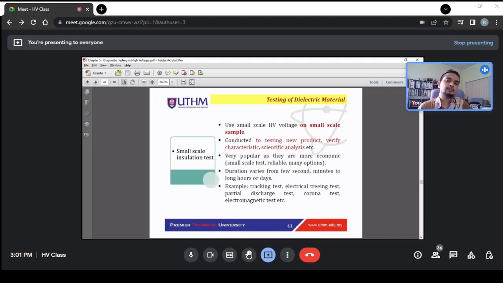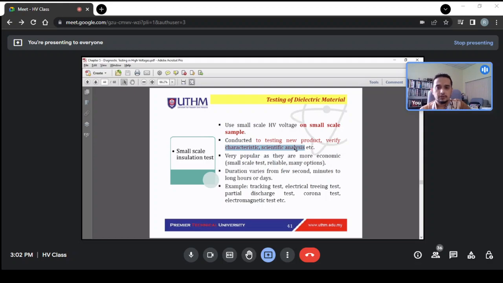Okay, what is a small scale test? For a small scale test, we just take a fraction of the product, and then we test it. For example, we have the full scale insulator, we cut along a piece of the shed, and then we take it for the test. Why? We need to perform a material test, for example. So we need to know the characteristics of the material. We need to verify the characteristics and do scientific analysis of that particular material.